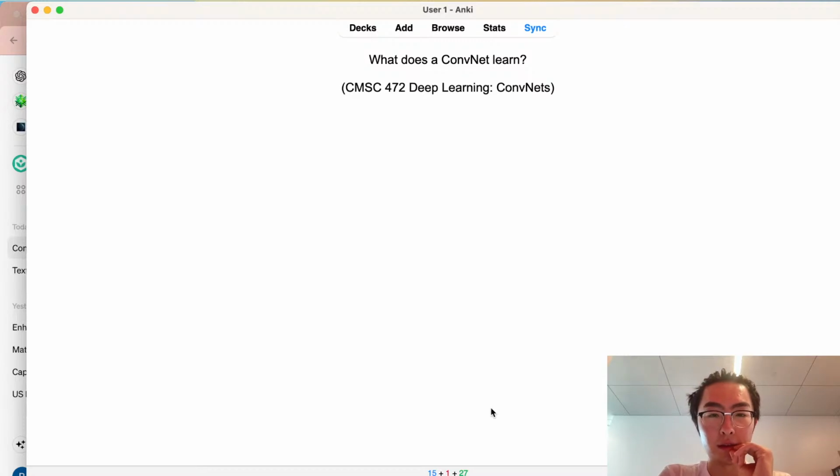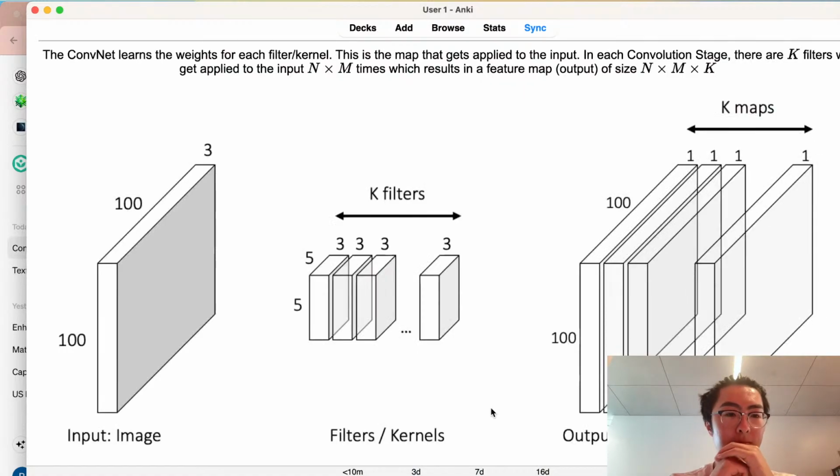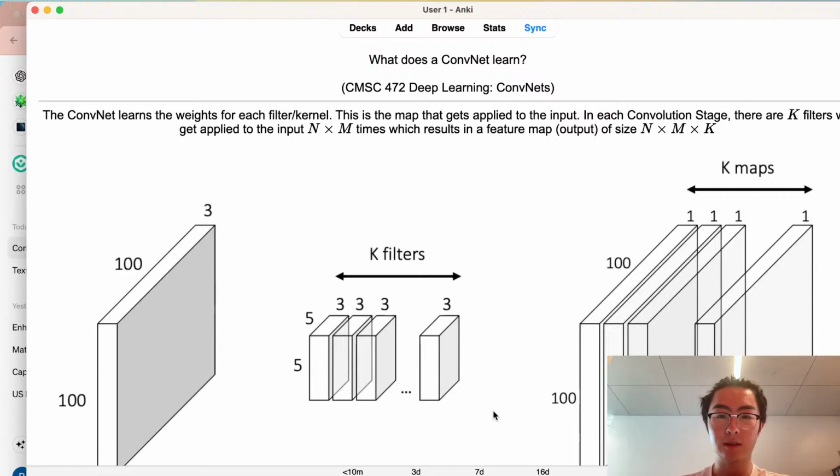What does a ConvNet learn? So a convolutional neural network learns the weights on a filter or a kernel for their corresponding channels in each convolutional stage. Yeah, that's pretty good.